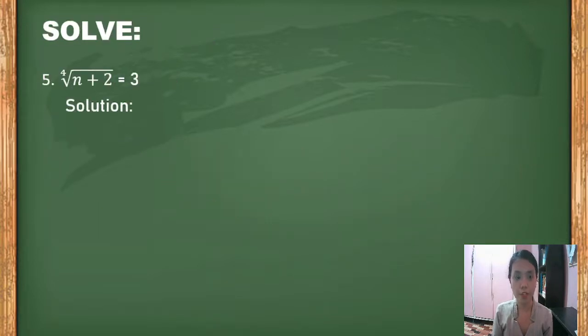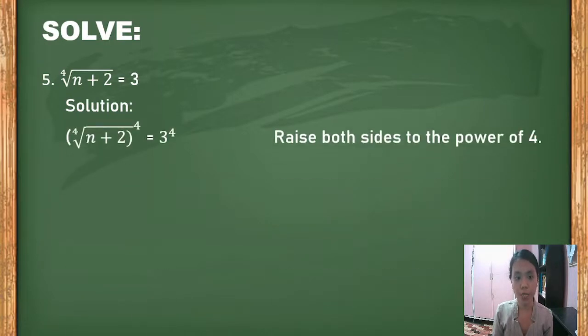Number 5. Fourth root of n plus 2 equals 3. Our index is 4, so raise both sides to the power of 4. So, remove ng radical symbol, we have n plus 2. Then, sa kabila, 3 to the 4th power, the answer is 81. So, n plus 2 equals 81.